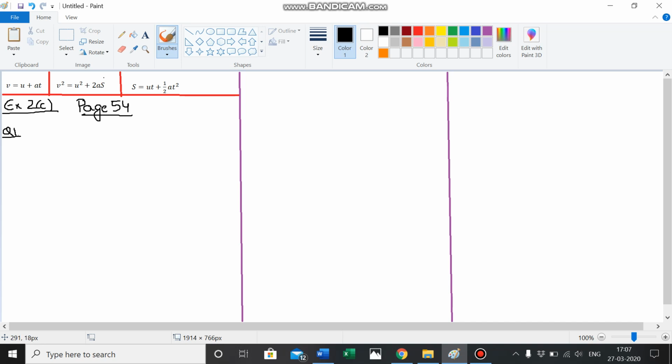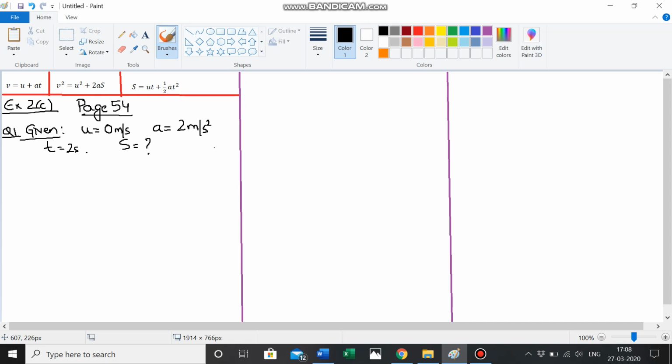So let's read the question. Question 1 says a body starts from rest. So let's start writing what information we have been given. Body starts from rest, which means initial velocity is 0 meter per second. With a uniform acceleration of 2 meter per second square. So acceleration is 2 meter per second square. Find the distance covered by the body in 2 seconds. T is equal to 2 seconds and I need to find S.